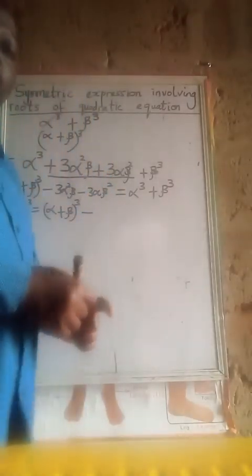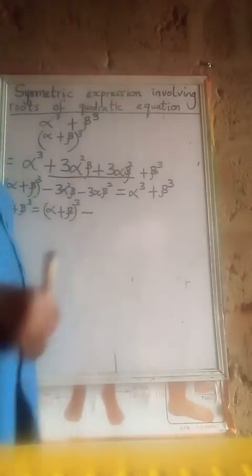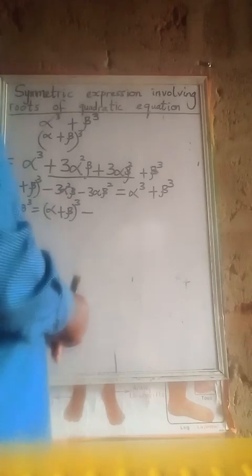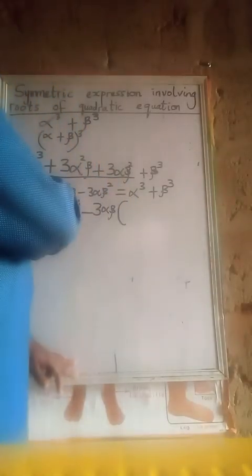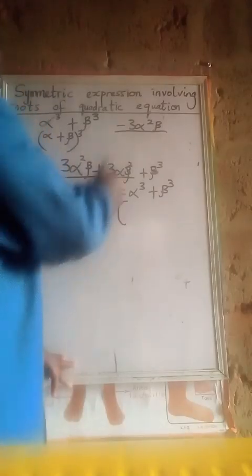So now alpha cube plus beta cube is equal to alpha plus beta raised to power of 3, then minus, I want to factorize this expression. And what are the common factors? 3 is common, alpha is common, then beta is common. Then open bracket, if minus 3 alpha square beta, if you use it to divide minus 3 alpha beta, we are going to get minus, we cancel minus, 3 we cancel 3, beta we cancel beta, alpha we cancel this, then it will remain 1 alpha.